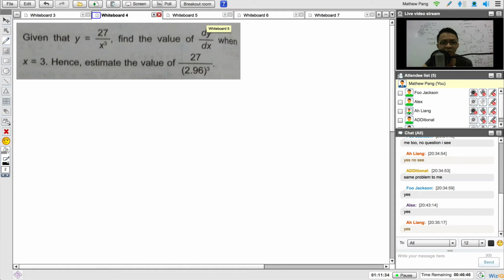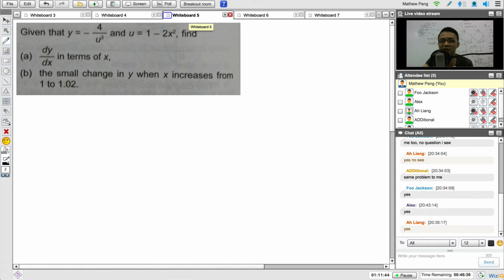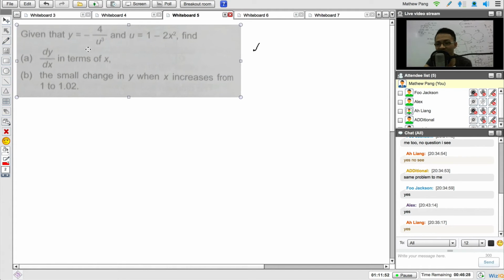Okay, is this a small change, or is it mixed? I think this is not a small change. This is a small change. Okay, come, have a look at this one. Can you see the question?